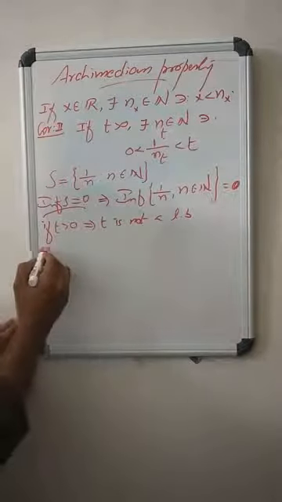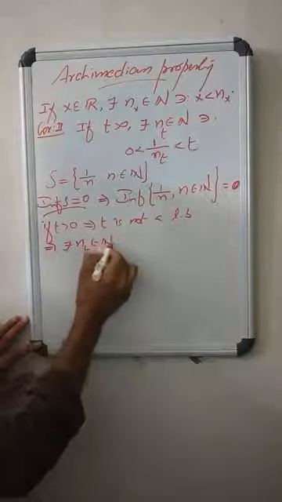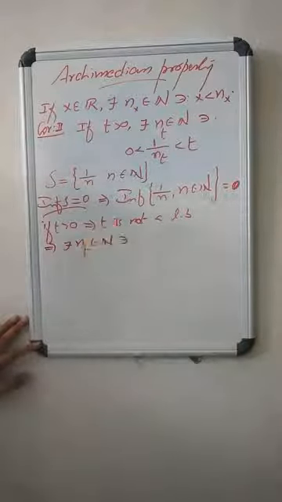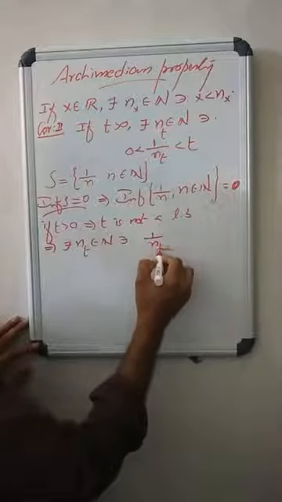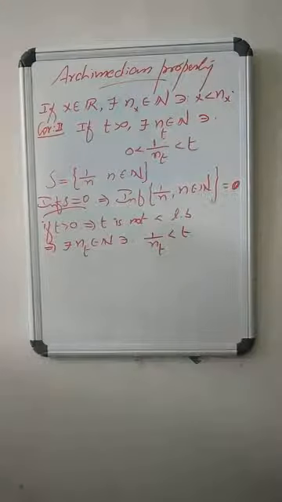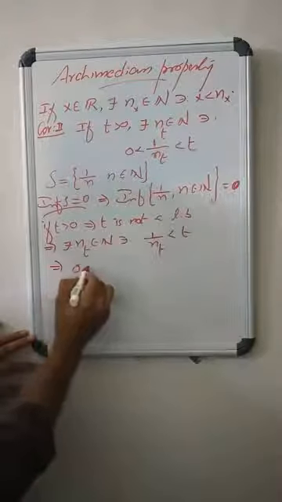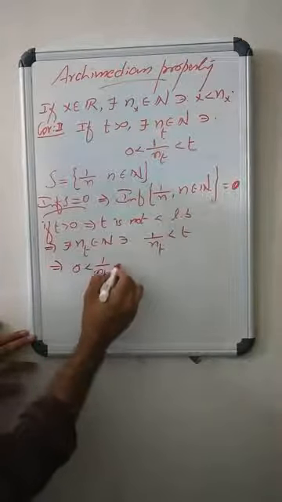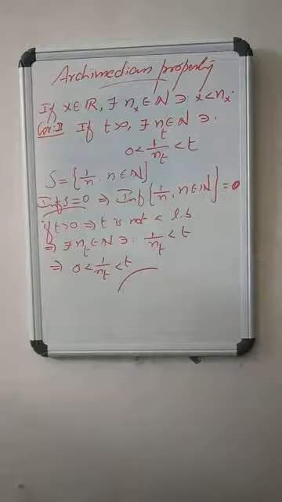Since t is not a lower bound, there exists some nt in N by the Archimedean property such that 1 by nt is strictly less than t. And the infimum of this set is 0, that means 0 is less than 1 by nt, strictly less than t. So this is again by using the Archimedean property.